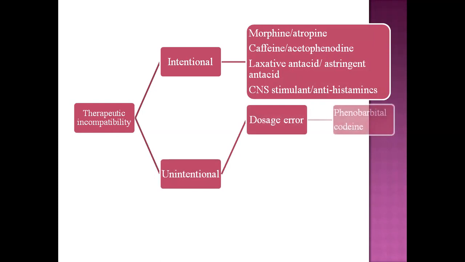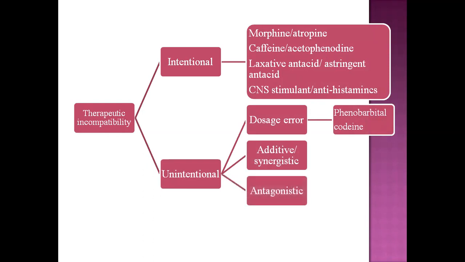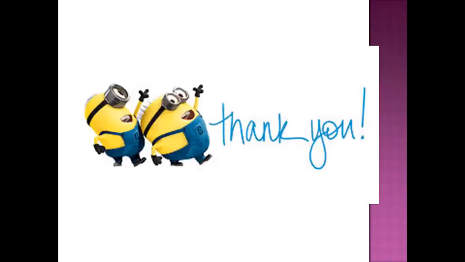Unintentional: this is dosage error, phenobarbital, which was prescribed 12 times the dose, and codeine, which was prescribed every hour, however, it should be prescribed every 4 hours. Additive or synergistic activity, antagonistic activity, and finally, contraindicated drugs.